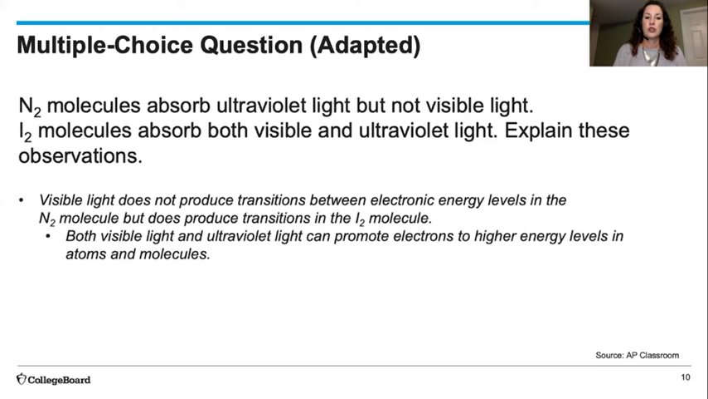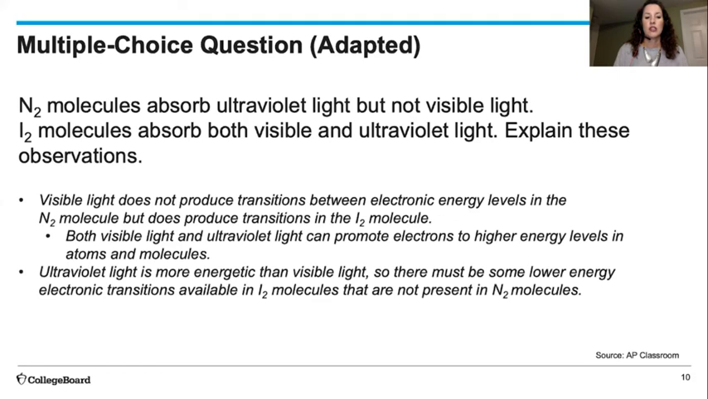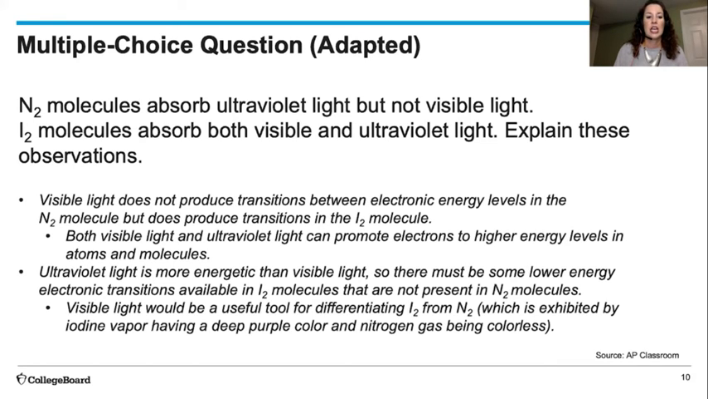Both the visible and ultraviolet can promote electrons to higher energy levels. Ultraviolet light is more energetic than visible light, so there must be some lower energy electron transitions available in those I2 molecules that aren't present in N2. And we actually know this because we can use the visible light as a tool for differentiating I2 from N2. This is exhibited by the fact that iodine vapor has a deep purple color, whereas nitrogen gas is colorless.